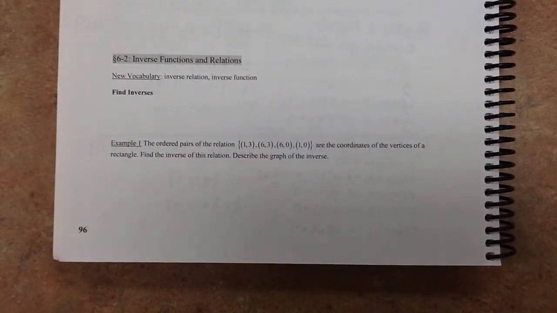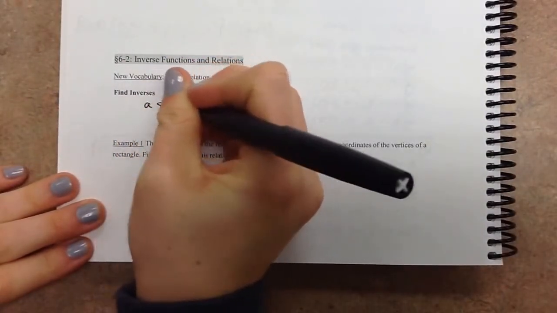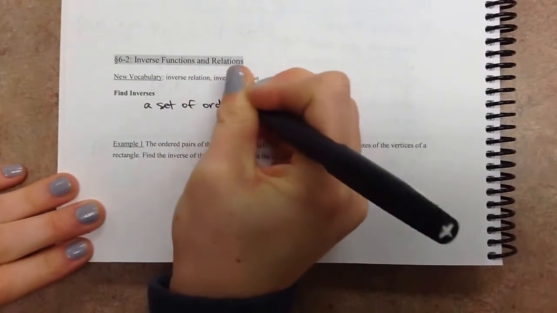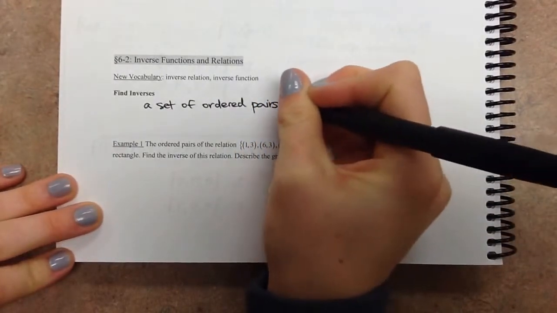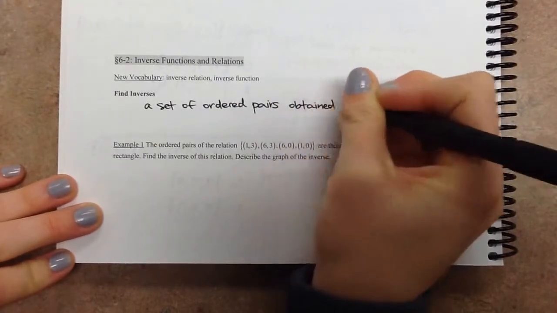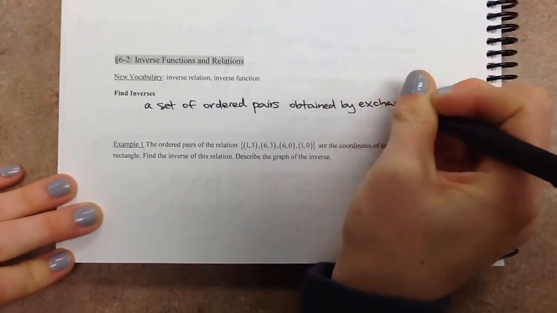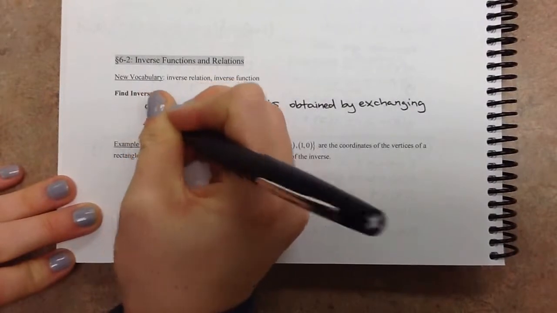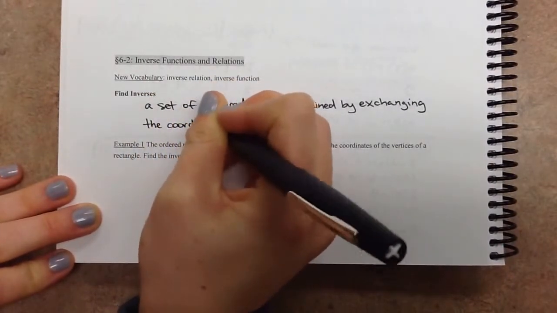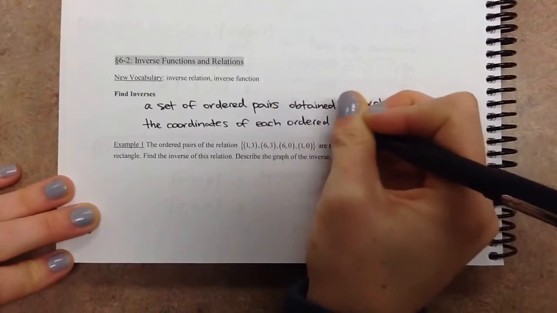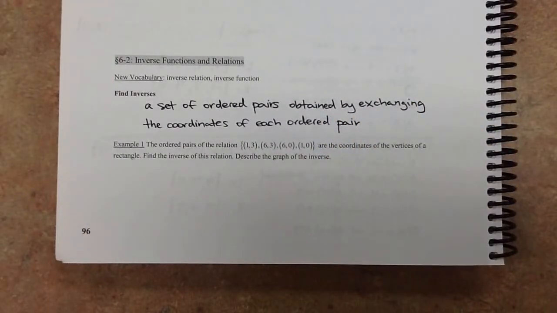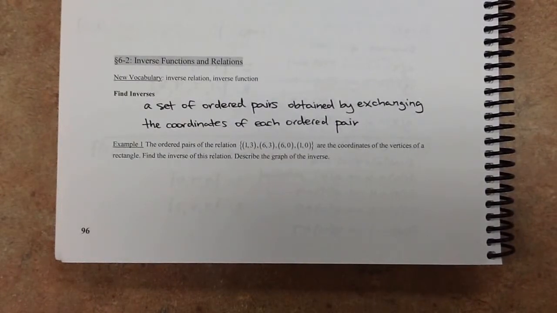An inverse relation is a set of ordered pairs obtained by exchanging the coordinates of each ordered pair. Okay, so exchanging the coordinates of each ordered pair, what that means is that the x values trade with the y values. So what used to be the domain becomes the range, what used to be the range becomes the domain.